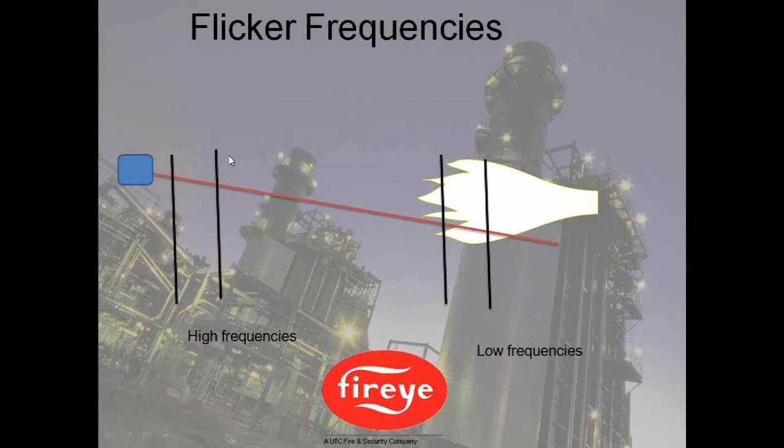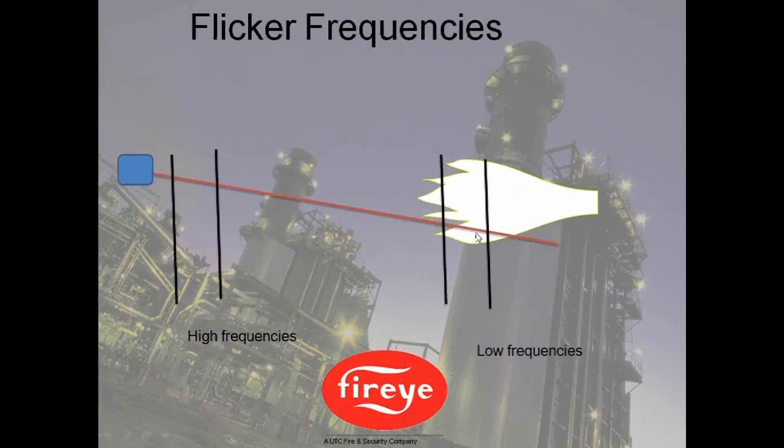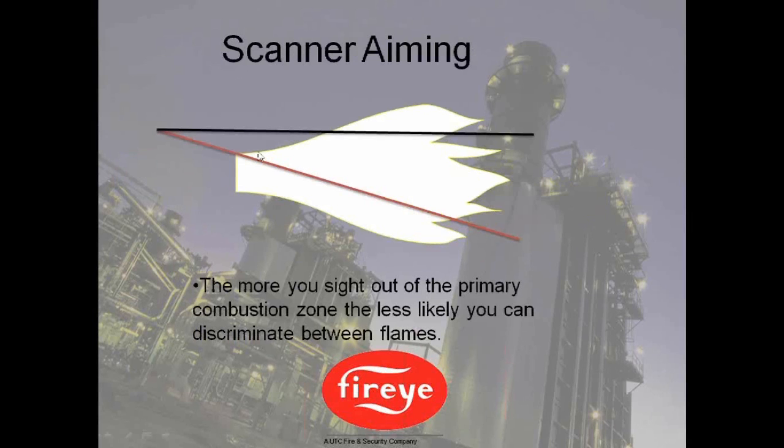So in a flame off condition, if we tune for the higher frequencies, even though we're going to see the lower frequencies here, the scanner is not going to pull in. Typically, the more you sight out of the primary combustion zone, the less likely you're going to be able to discriminate between flames. We look at the black line here, we can see that we're catching the flame envelope. We know that there's going to be lower frequencies and higher amplitude there, and that's going to be very similar to what the scanner would see on a flame off condition. So again, we want to try and get through the primary combustion zone where we can discriminate between areas of flame and the different flames themselves.